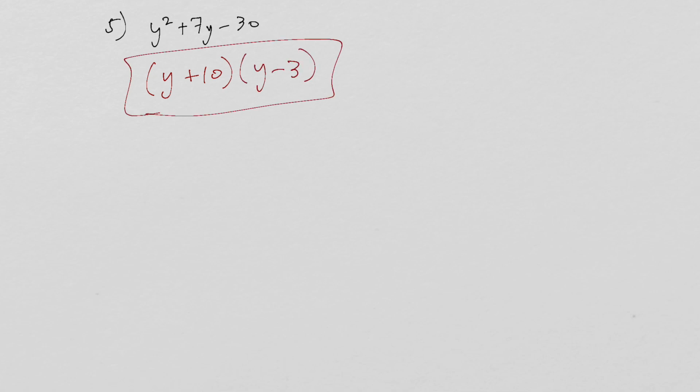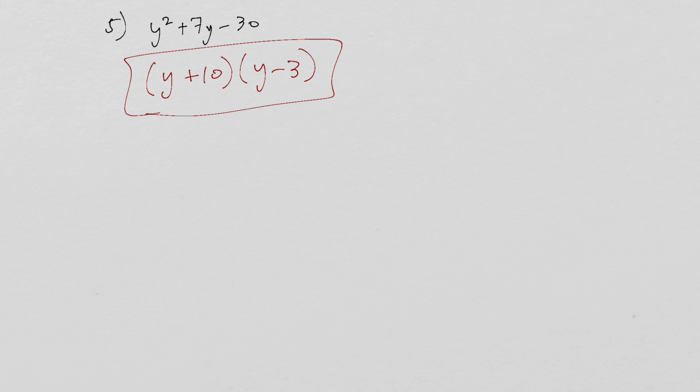Okay, number 5 says y squared plus 7y minus 30. So we're looking for factors of 30 that give a difference, because this is negative, of 7. So we're after y plus 10 and y minus 3. And that's because positive 10 and negative 3 multiply to this, but they add up to this.